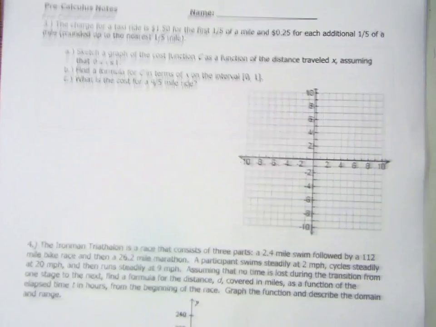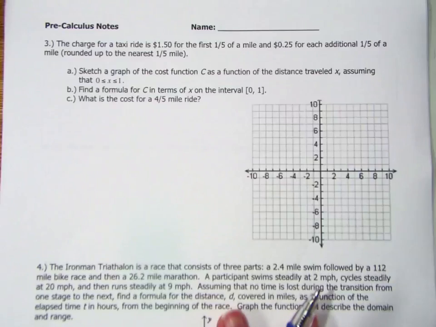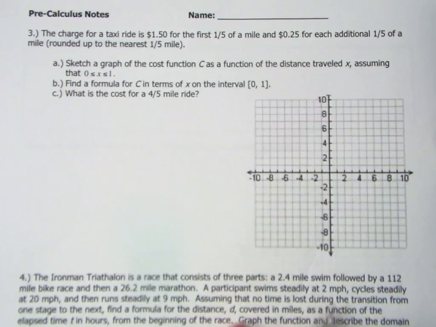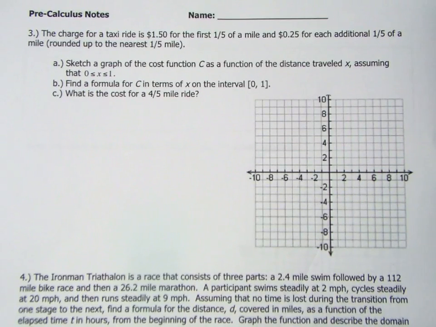All right, first part says to sketch a graph of the cost function C as a function of the distance traveled, assuming that we're just going from 0 miles to 1 mile. Technically, we've talked about a taxi ride problem before. You could technically go forever, but that's not really reality.